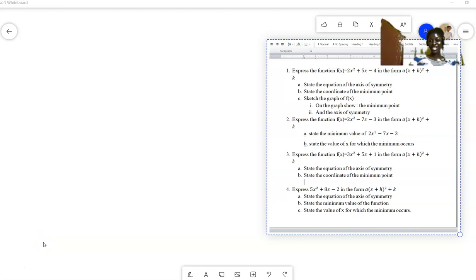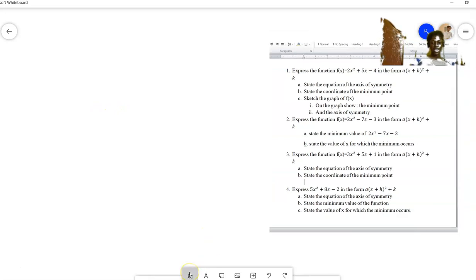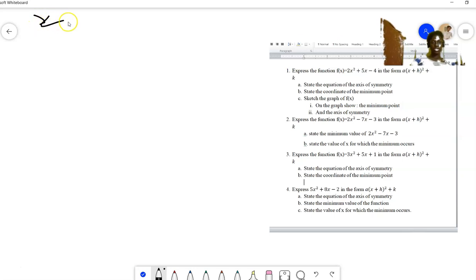Alright, so in the last video we did some explaining, and now we're going to apply the knowledge, not to sketching the graph but to answering questions from functions that are written in the form a(x plus h) squared plus k. Alright, so recall that I said that the equation of the axis of symmetry is x equals negative h.